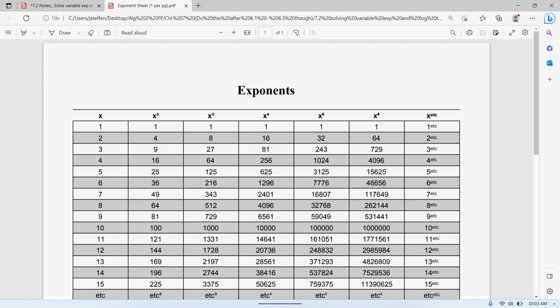But on the exponent sheet, you can go through, we'll start with my 3's right here. So these are 3 squared, 3 to the 3rd, 3 to the 4th. Is 9 up here? Yeah, 9 is right here. 9 is the same thing as 3 squared.